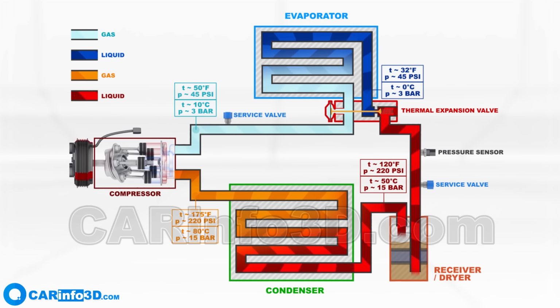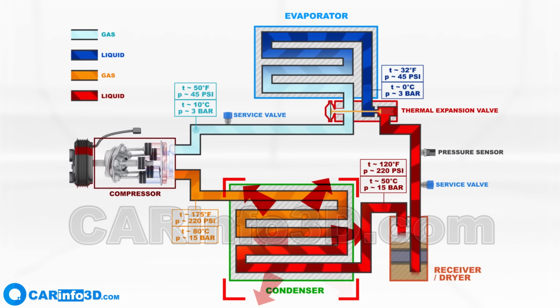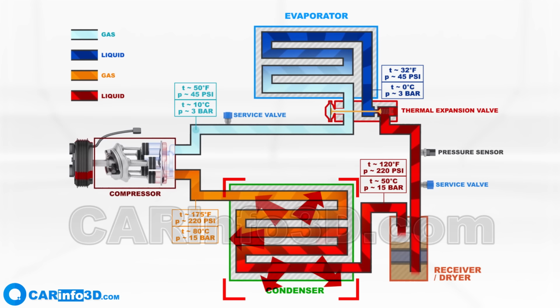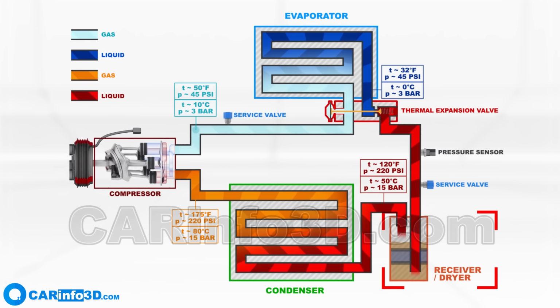Let's take another look at the entire cycle, this time with a diagram. The compressor compresses the gas, raising both temperature and pressure. The condenser releases heat and converts the refrigerant into liquid. The receiver dryer filters and stores liquid refrigerant.